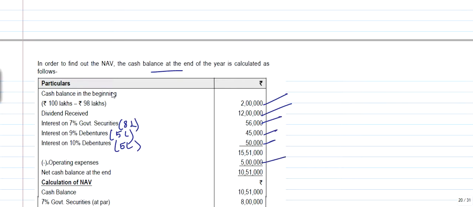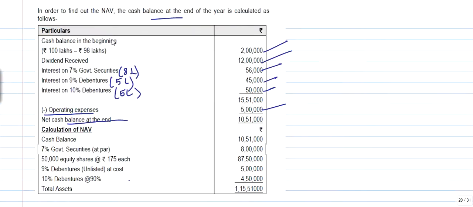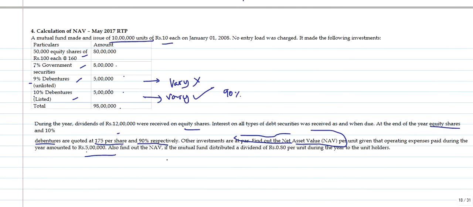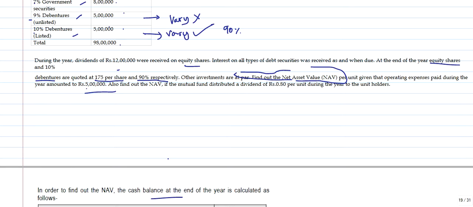Then we deduct operating expenses. So this will be the cash balance at the end. This will come here for the net asset calculation. Here there are no changes in the value. Here we add 75% improved. Correct? What is the amount? 80 lakhs. What is given? Per share 175%.